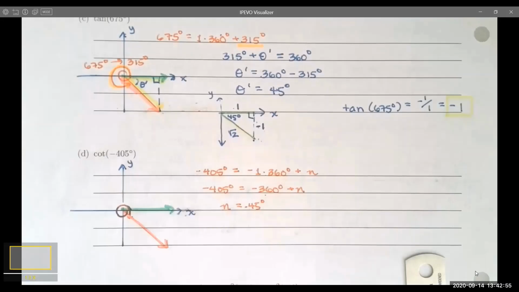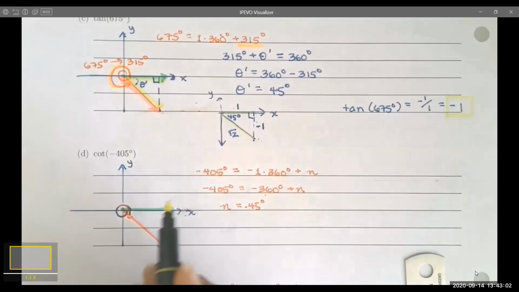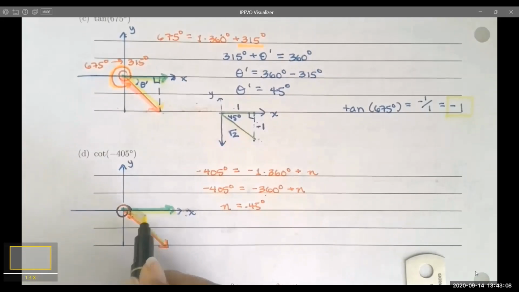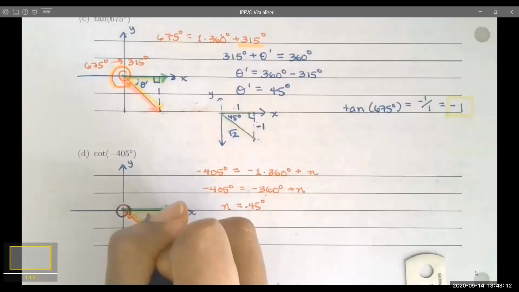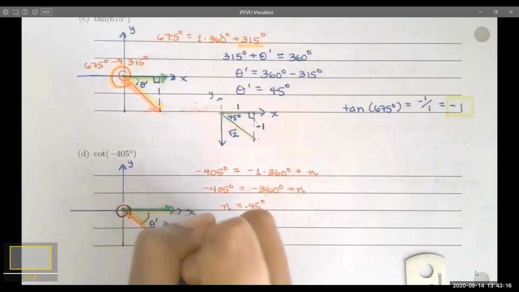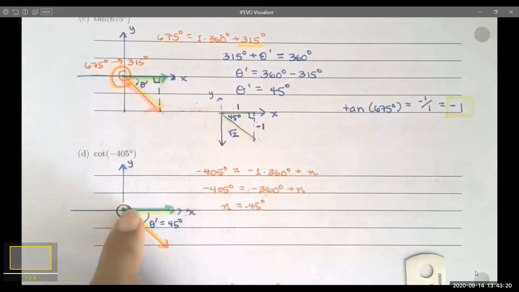But by the work that we just completed, we actually have a pretty good idea of what our reference angle is going to be. Reference angle is, again, between the terminal side and the part of the x-axis that forms an acute angle. So that would be this here. That means that we have a reference angle of 45 degrees, because we had to rotate that additional negative 45 degrees to make it to negative 405.